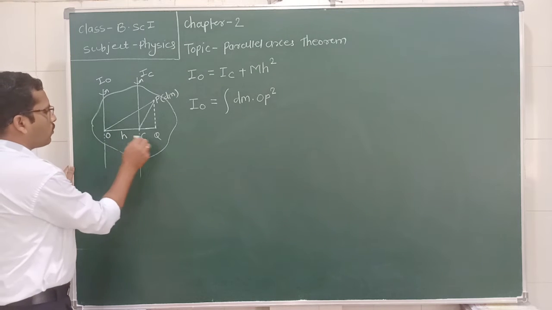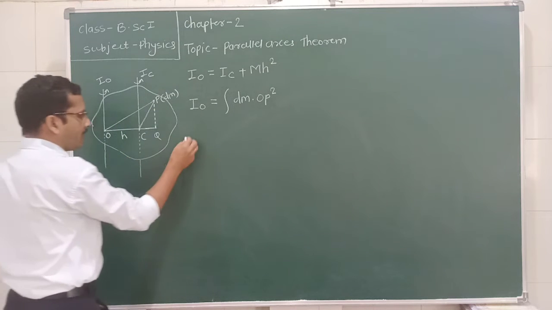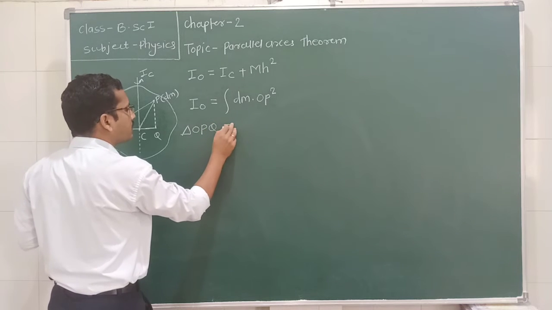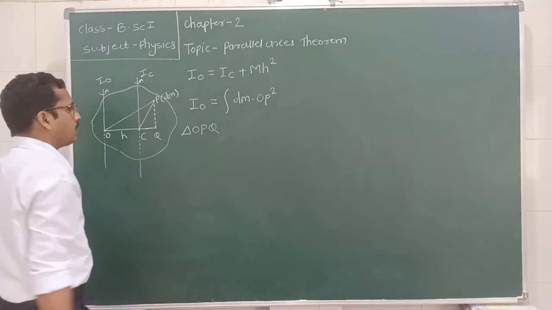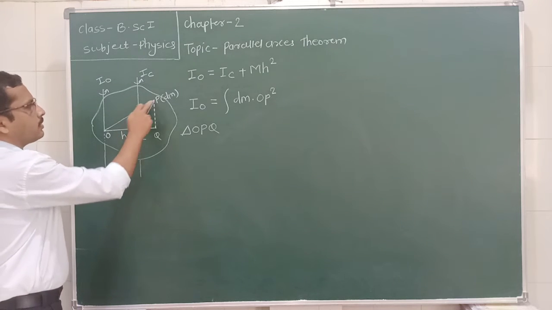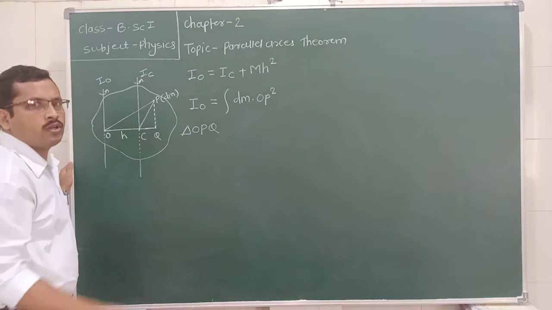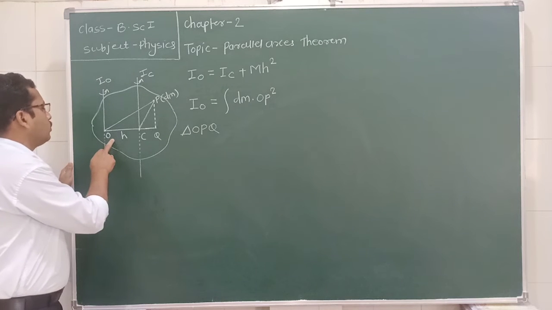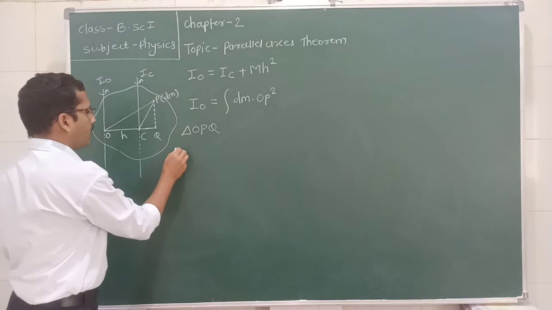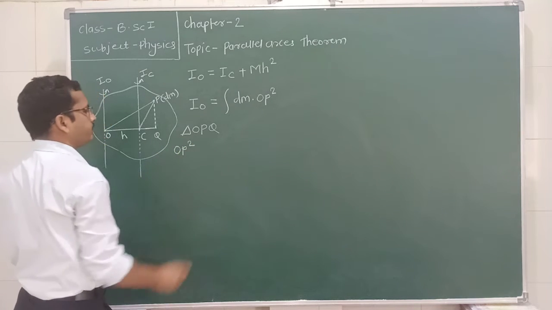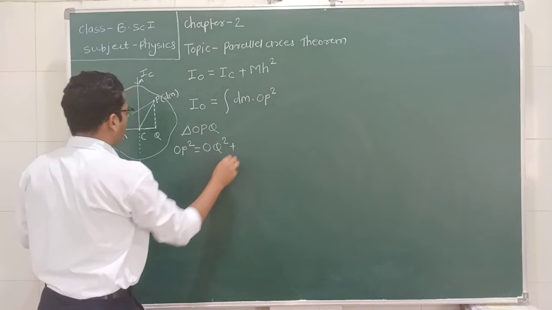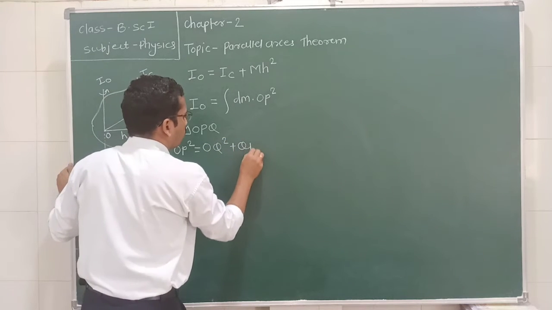In the triangle OPQ, this is a right angle triangle, in which we are going to use the Pythagoras theorem, which states that the square of the hypotenuse is equal to the sum of the squares of the two sides. Therefore, in triangle OPQ, we can write OP square is equal to OQ square plus QP square.